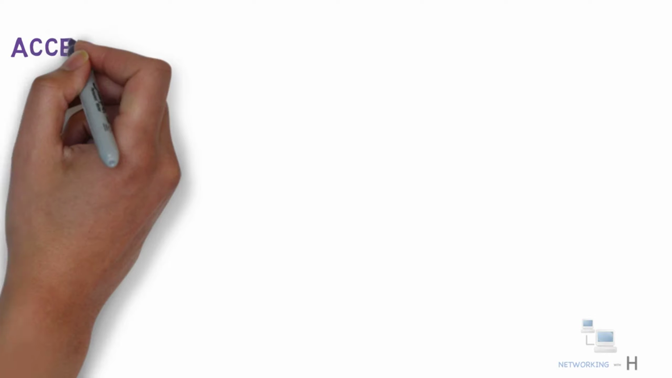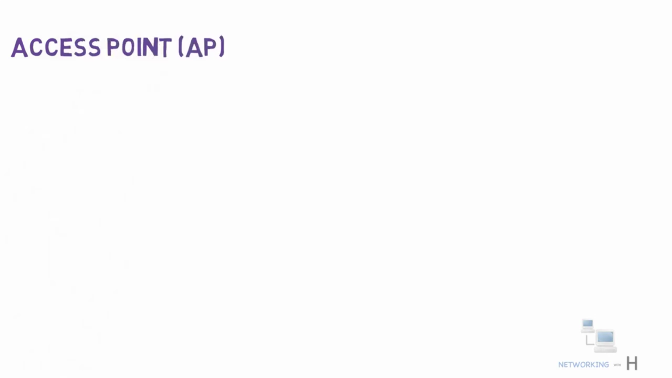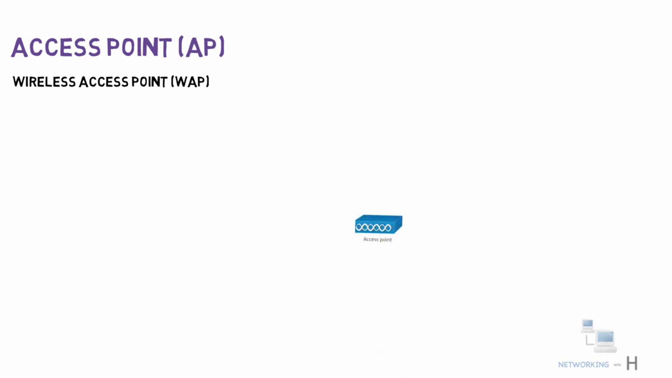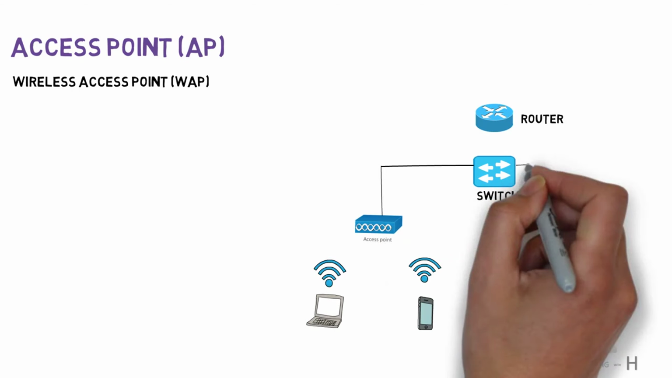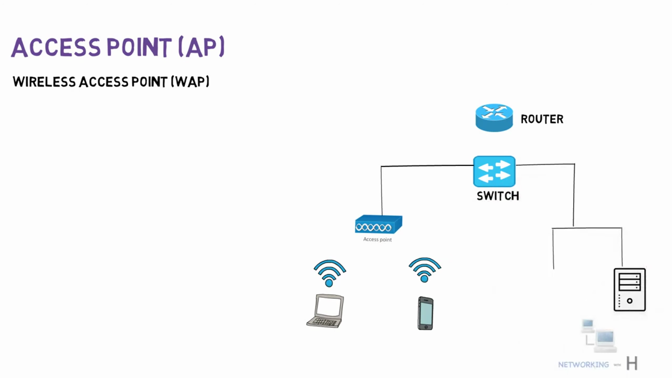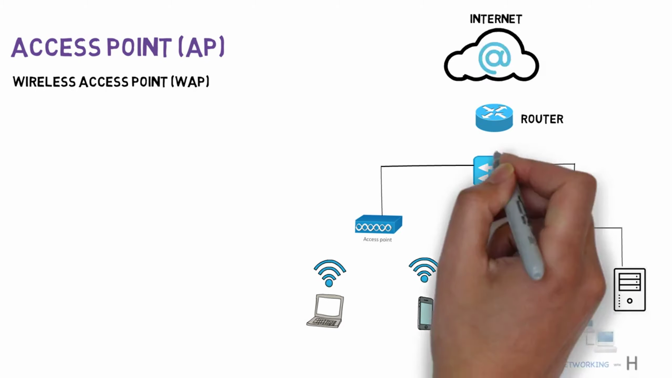Let's get started. Access points or APs, also known as wireless access points or WAPs, are networking devices that allow wireless devices such as laptops, tabs, or mobile phones to connect to a wired network, which includes devices such as servers or printers, or for connectivity to the internet.